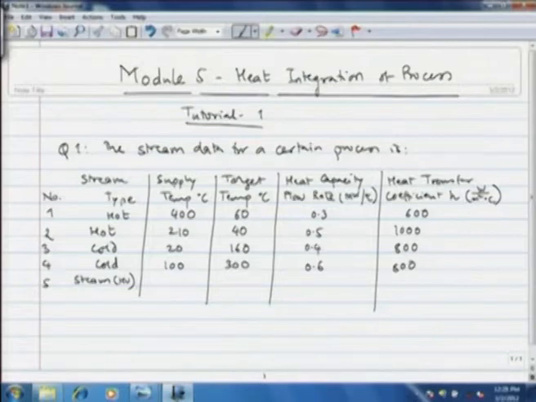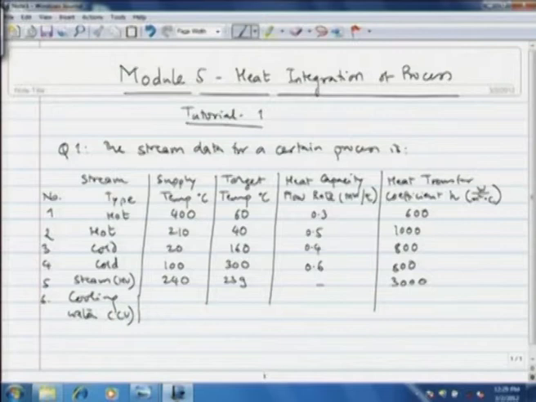Hot utility we denote by HU. Steam is at temperature of 240 degrees centigrade and the target temperature is 239. We do not take any subcooling there, and the heat transfer coefficient is 3000 watt per meter square per degree centigrade. And then the cold utility is cooling water. It comes at 20 degrees centigrade and leaves at 30 degrees centigrade, and its heat transfer coefficient is 1000 watt per meter square per degree centigrade.